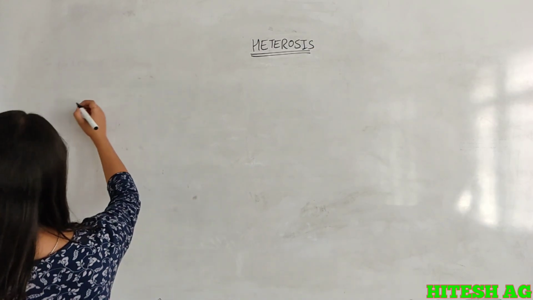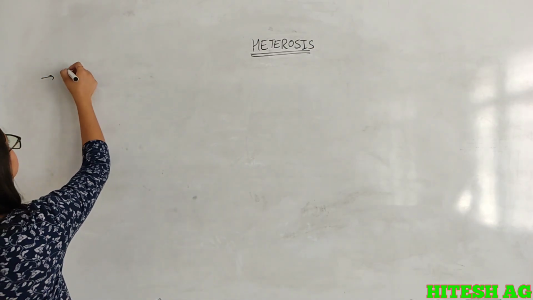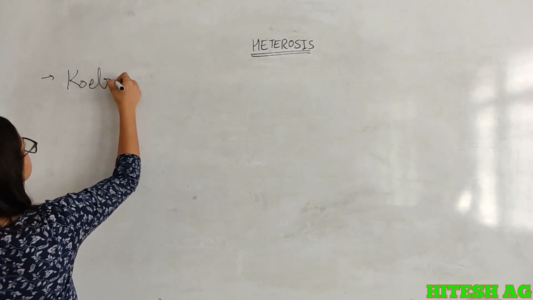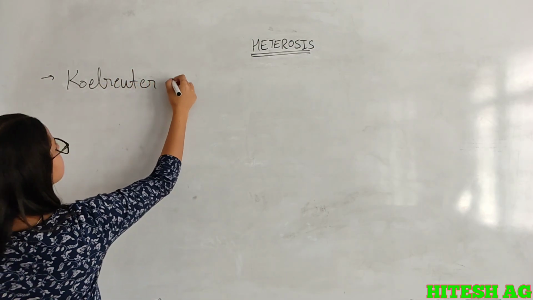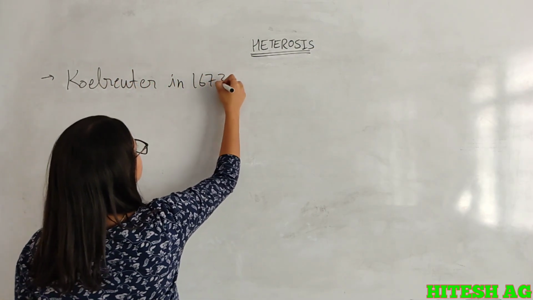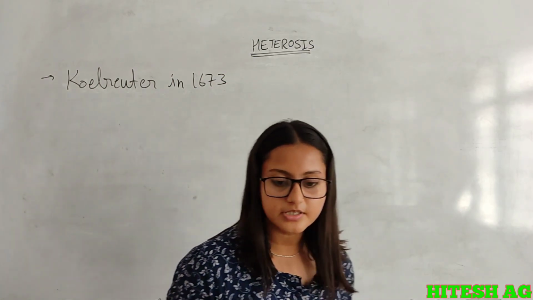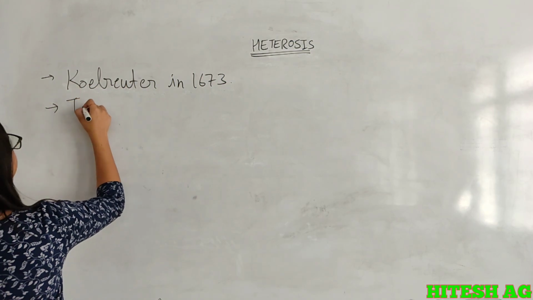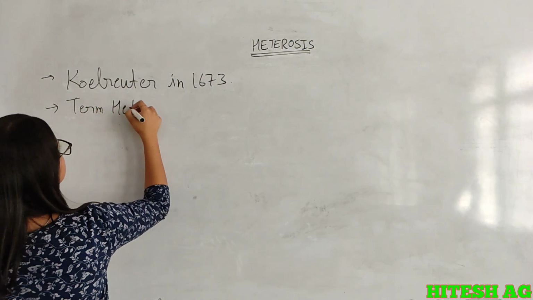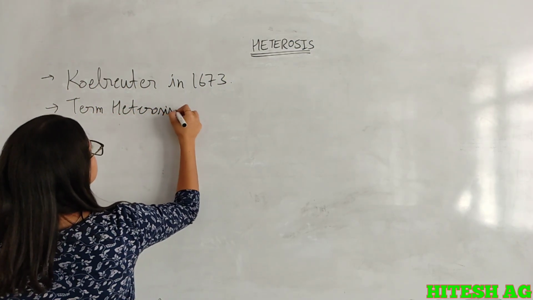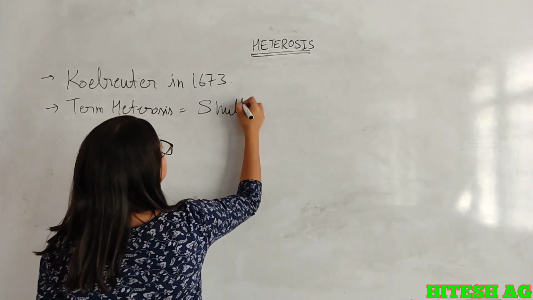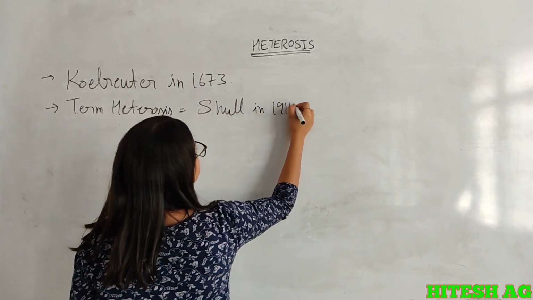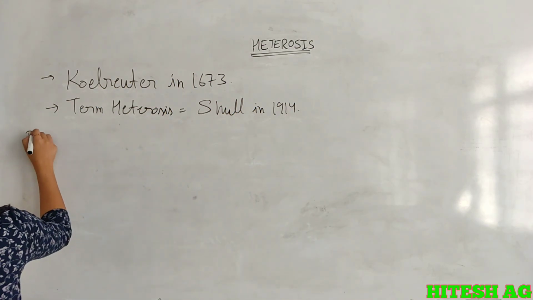First, heterosis was discovered by the scientist in 1673 in artificial tobacco hybrids, and the term heterosis was given by in 1914. Now moving on to its definition.